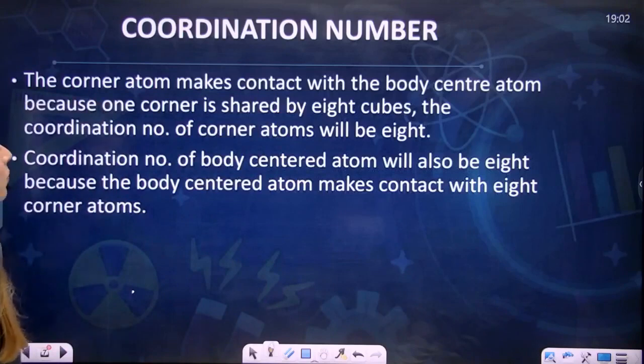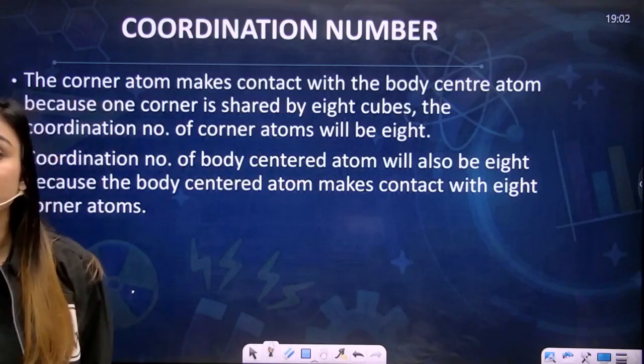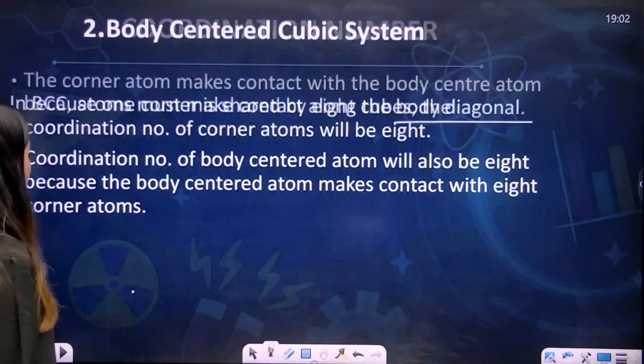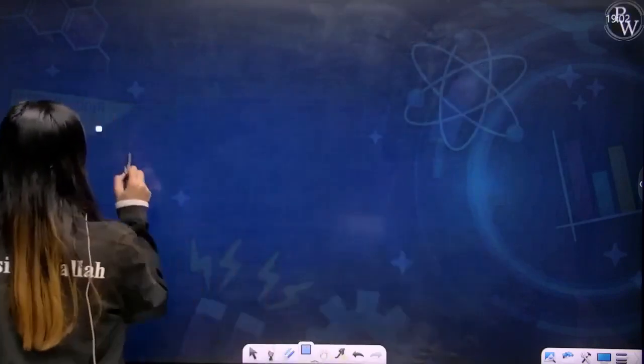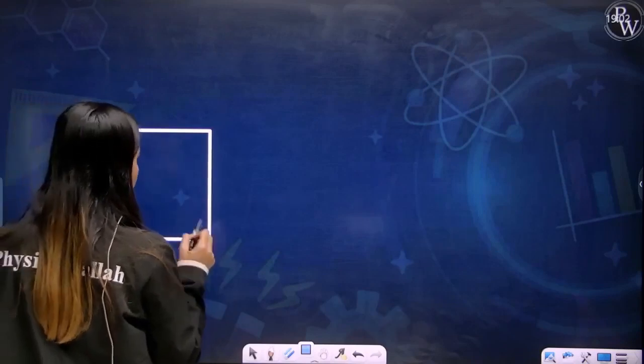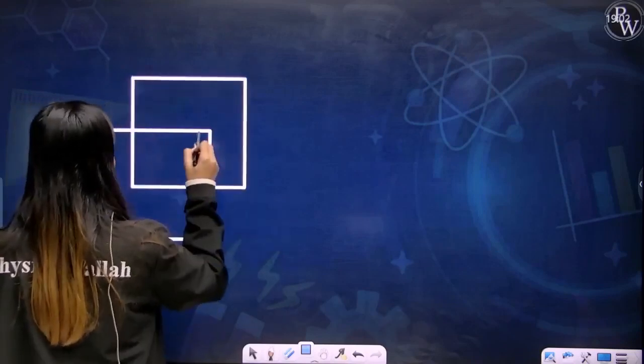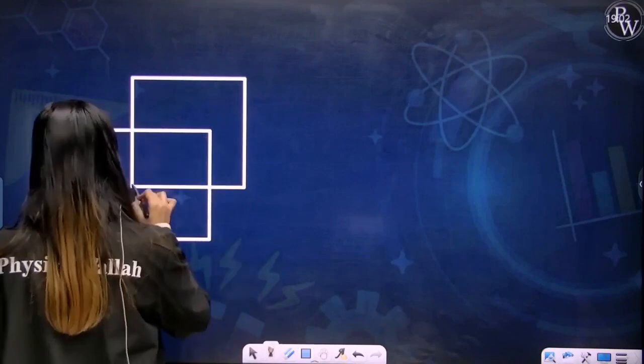The coordination number of the corner, now we need to calculate the coordination number. So let's calculate the coordination number. I'll make you understand how to calculate the coordination number. Again, for this we need a unit cell. Okay, so I'll make a unit cell for you here.